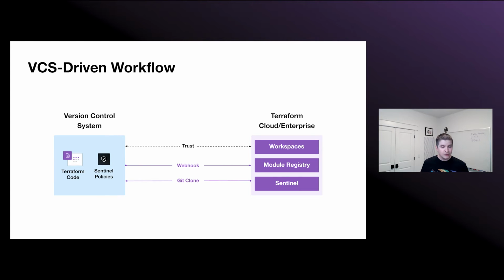Maybe there's network boundary issues where these two systems actually can't talk to each other. Or because of security and organizational constraints, they don't want to connect these together. There's also potential for pipeline complexities, maybe additional processing that has to happen before we actually run a plan or apply. Because of this, it's not always an option.